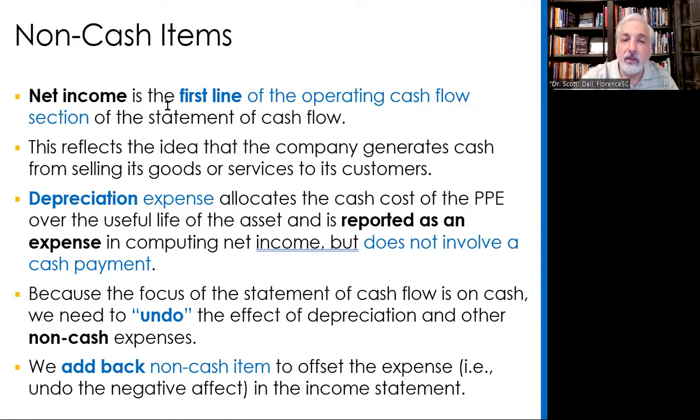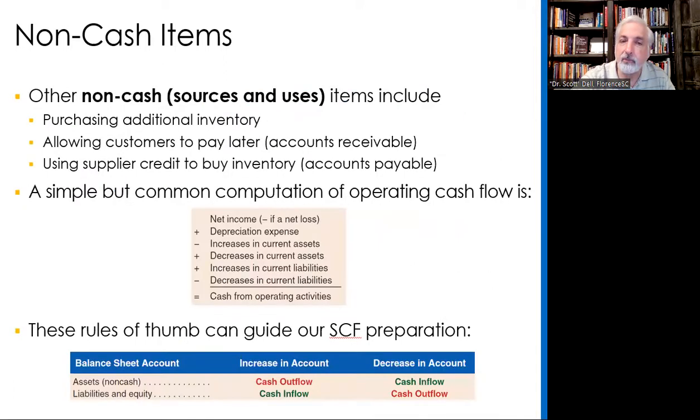Non-cash item, net income is the first line, always. But then we have to add back things like depreciation, make other adjustments. Basically, as it says here, undo the non-cash items. When we say undo, we're adding back the non-cash items that we deducted as expenses. We add back to offset the expense's negative effect on the income statement. So they reduce the net income, but we have to add it back to get rid of those things.